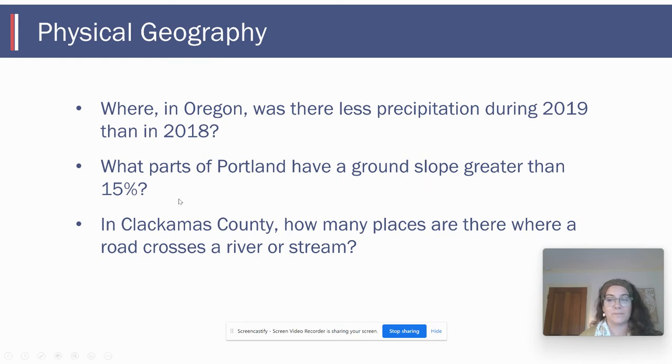Ooh, that gets me excited. Now, in Clackamas County, how many places are there where a road crosses over a river or a stream? Now we can count that, we can quantify it. I can, again, show you in a spreadsheet. I can tell you about it. But how personally would you like to be able to learn about the answers to these questions?